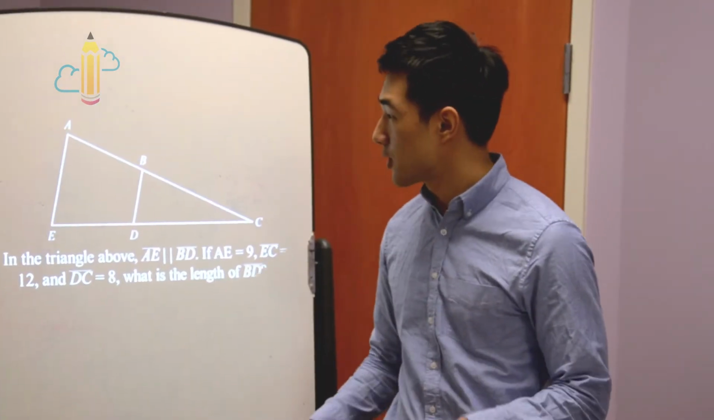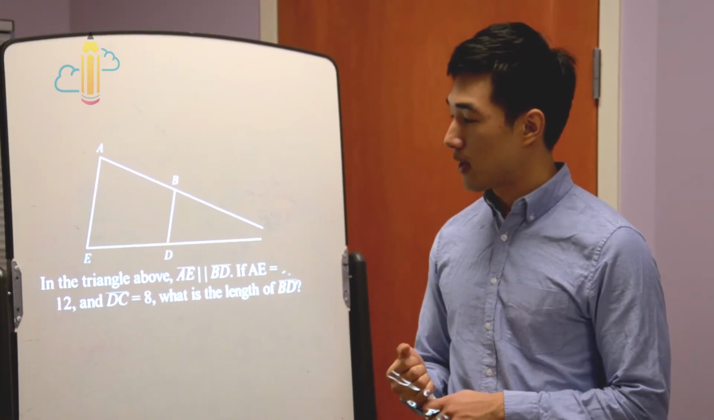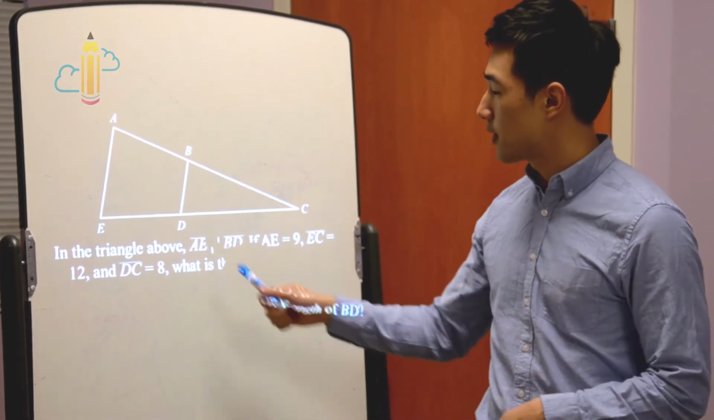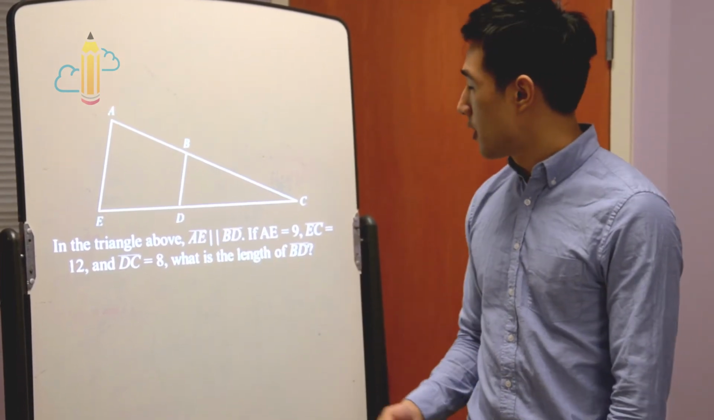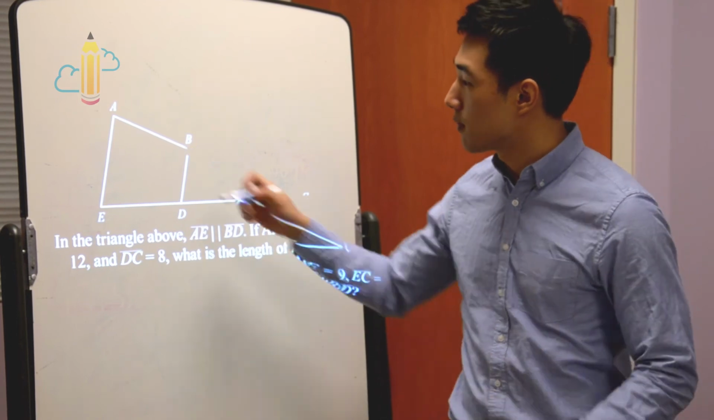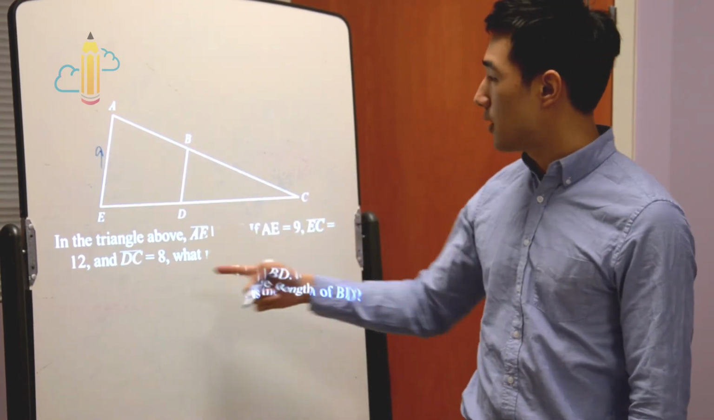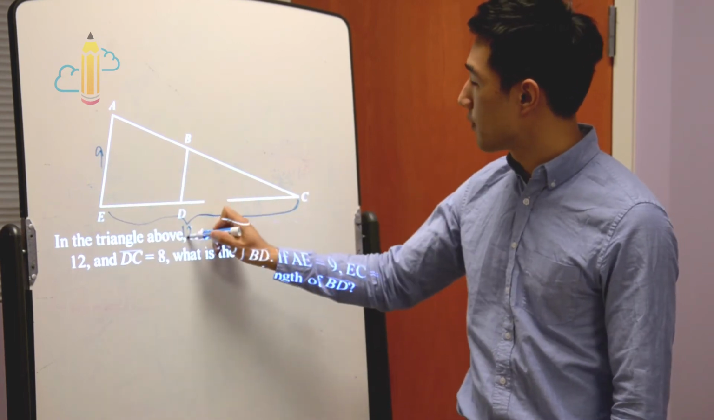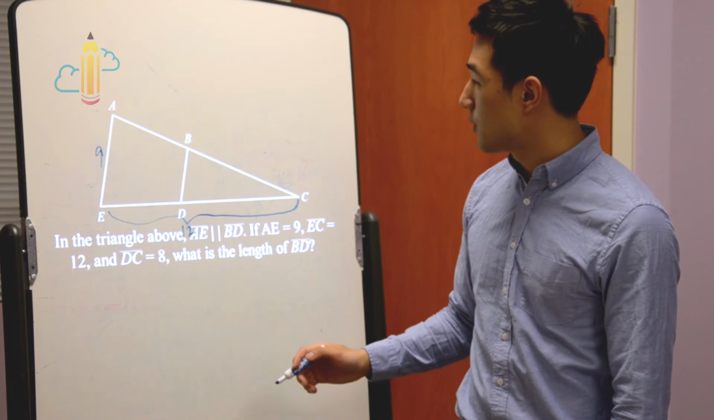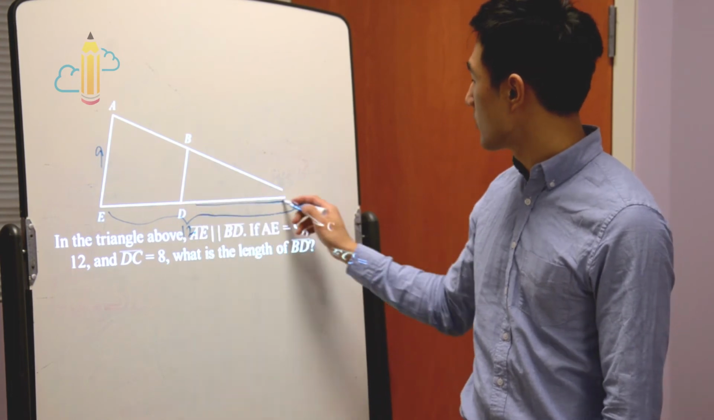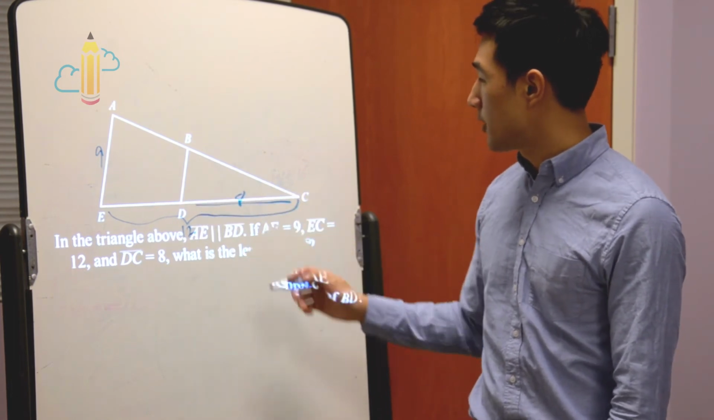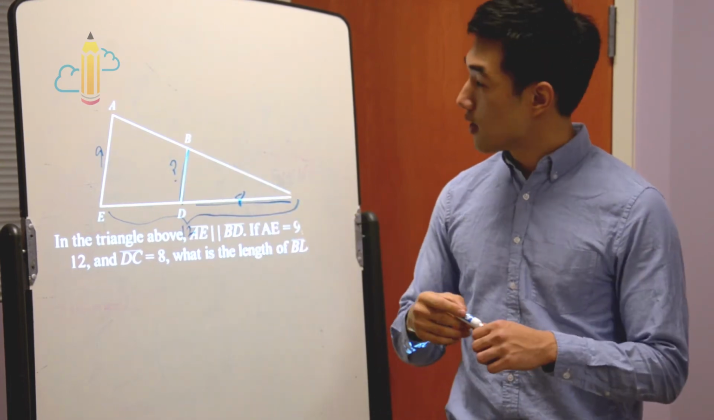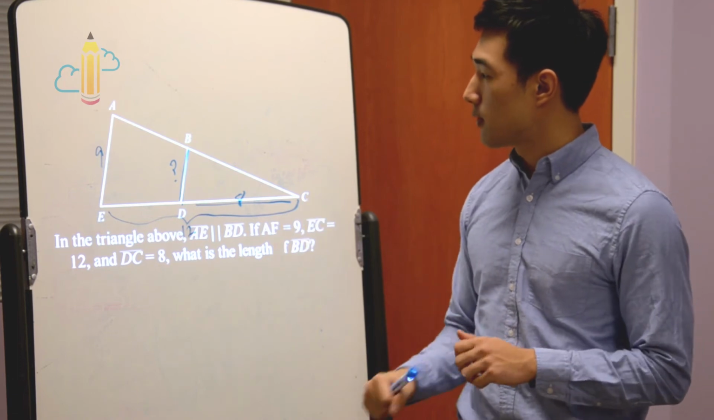Now we're getting into some more difficult stuff. In the triangle above, AE is parallel to BD. That symbol right there means parallel. If AE equals 9, EC equals 12, and DC equals 8, then what is the length of BD? That's what we're looking for. So how do you think we solve this one?